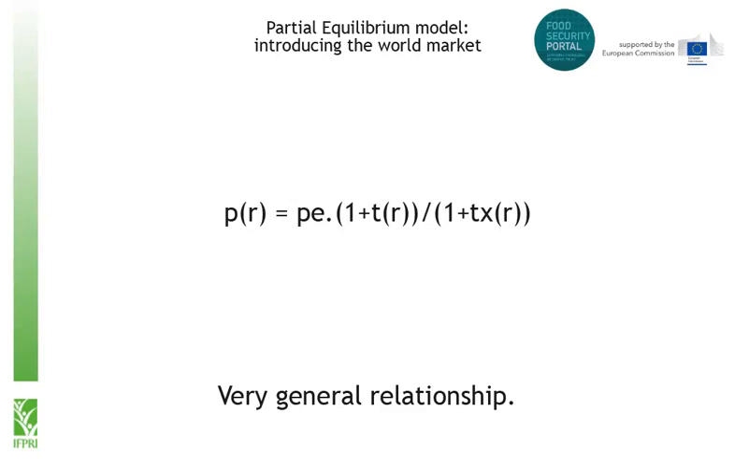If there is an import tariff, there is no export tax because you do not have any exports. So you have TR positive, TX equal to 0, and the local price is above the world price. If you've got an export tax, you don't have an import tax because there are no imports. So you have TR equal to 0, TX positive, and the local price is under the world price. And so it's a very general relation.